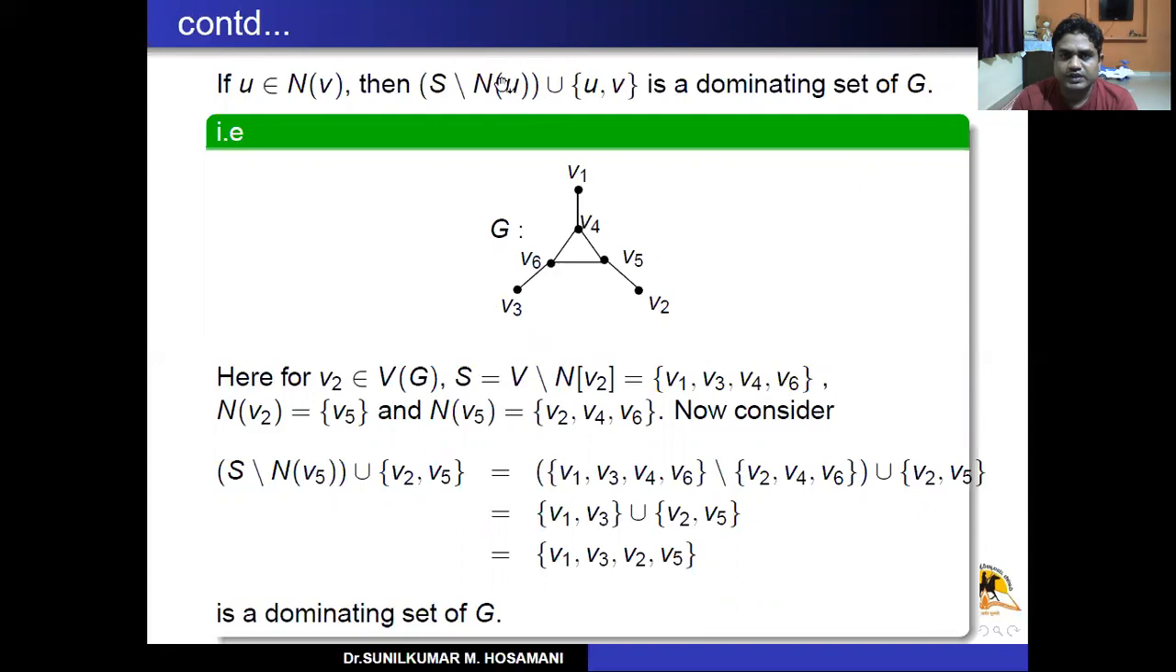Okay, so again here I am replacing U by V5, V by V2, and S by V1, V3, V4, and V6. After putting all these values and simplifying, after performing set operations, we will get V1, V3, V2, and V5. So clearly this is a dominating set of this graph. So if U belongs to the open neighborhood of V, this set will form a dominating set of G.